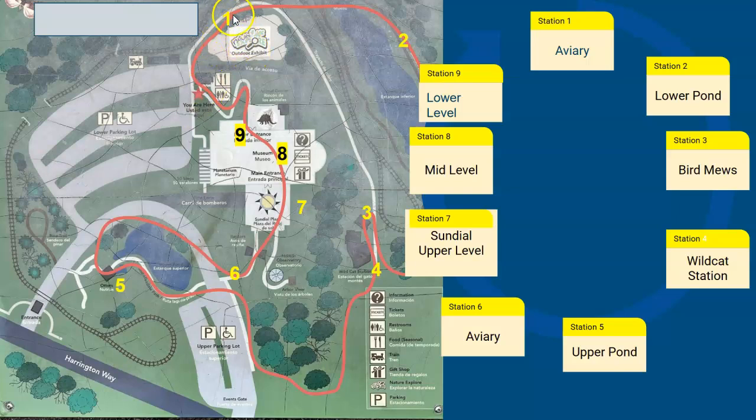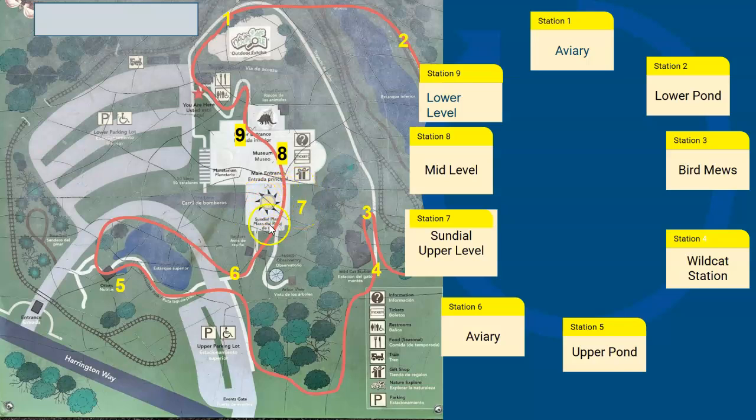So one is the Avery, the lower pond, traveling around. Bird Muse. 4 is the Wildcat Station. 5 is the upper pond. This walk around the pond is probably one of the longest. 6 is another Avery. That's birds. 7 is a sundial and the upper level.